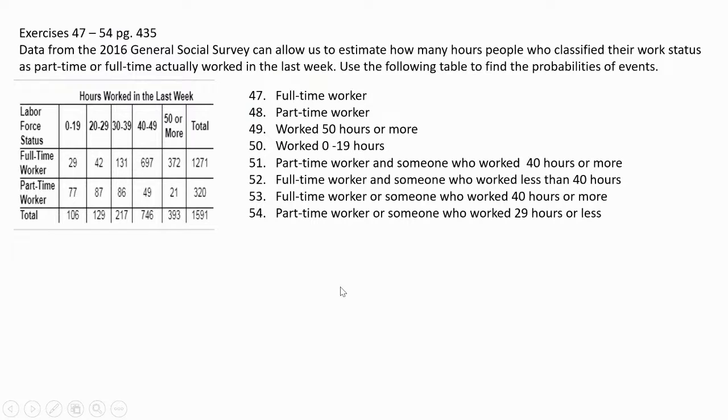Okay, now this is for 47 to 54 on page 435. It says data from the 2016 General Social Survey can allow us to estimate how many hours people who classified their work status as part-time or full-time actually worked in the last week. Use the following table to find the probabilities of the events. I'm going to do a few of these, maybe about 5 or 6 of these. Let's start. This is the solution. So this is the formula that I'm going to be using. So the sample space is going to be 1591. So for every problem, that's my sample space.